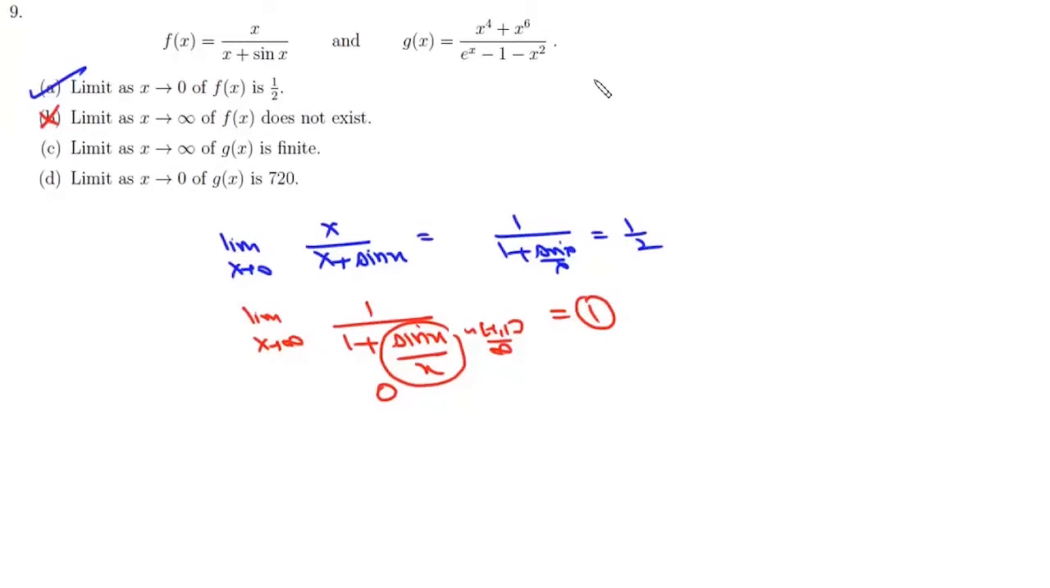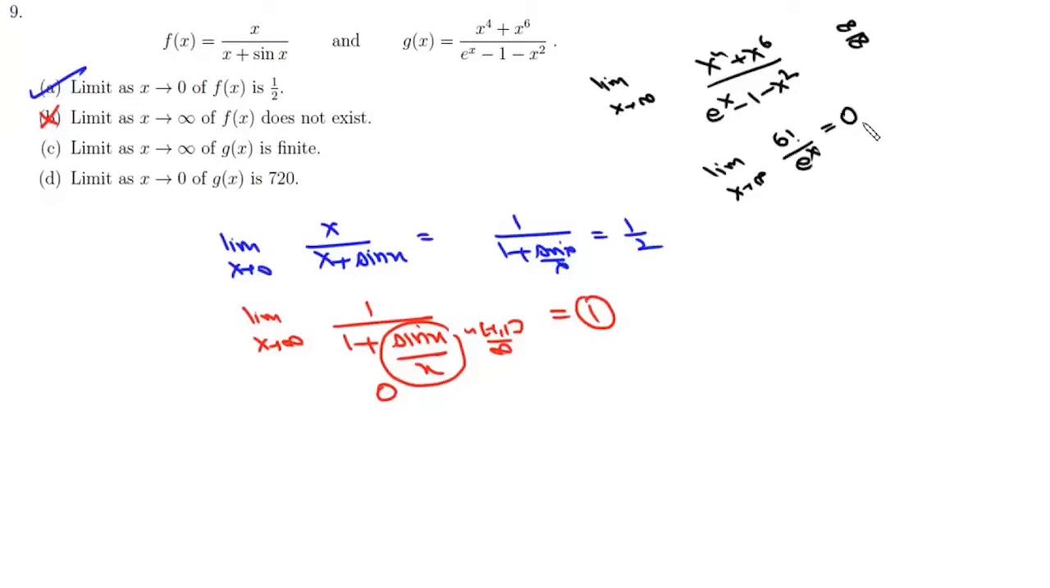If we take this limit x tends to infinite, we can write limit x tends to infinite of x to the power 4 plus x to the power 6 upon e to the power x minus 1 minus x square, which is infinity upon infinity form. Now if we keep using L'Hopital's rule, then we can write this as limit x tends to infinite of factorial 6 upon e to the power x. Now e to the power infinite is infinite, so anything finite upon infinite will be 0. So this limit x tends to infinite, g(x) is finite, so this option C is also correct.